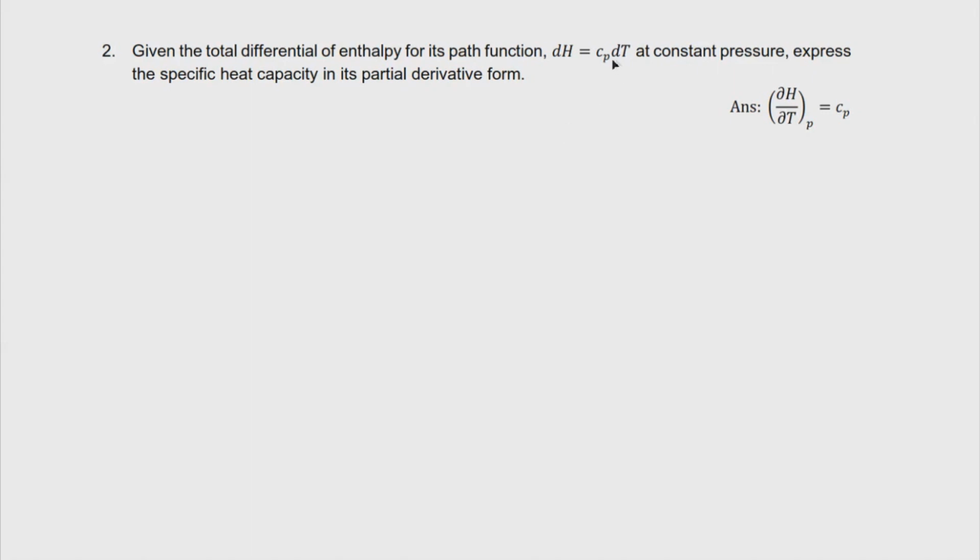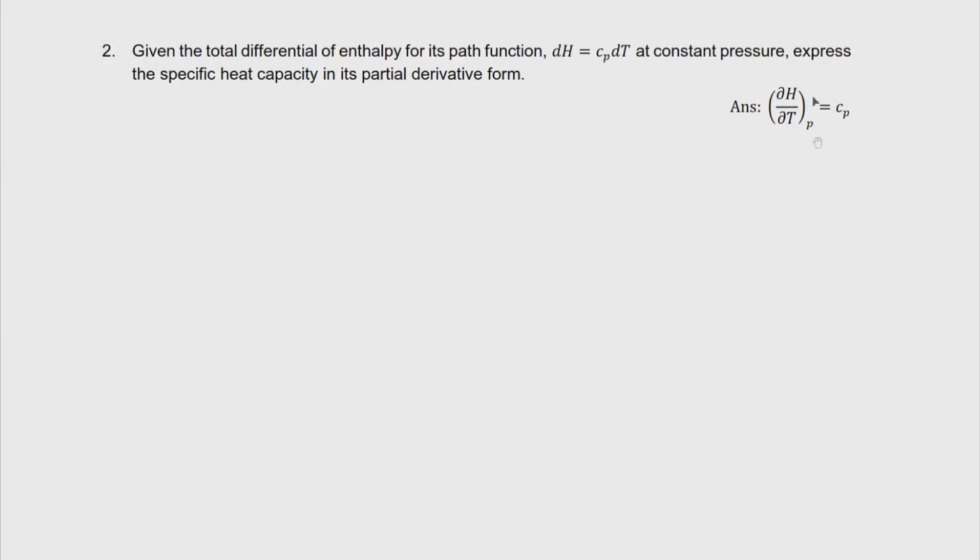So with this, we have the specific heat capacity, and we know that specific heat capacity is the capacity of an object to absorb heat and then change its temperature. So dT is the change in temperature. So this is given at constant pressure, and we need to express this specific heat capacity in its partial derivative form. So this is the answer, partial derivative of H over partial T. Now, I want you to understand that this is read as the partial derivative of H with respect to T at constant P, that is equal to the specific heat capacity.